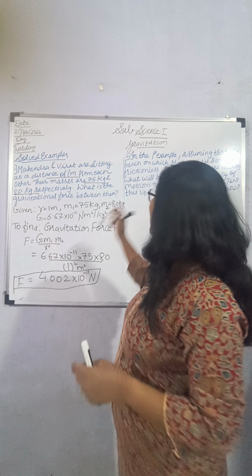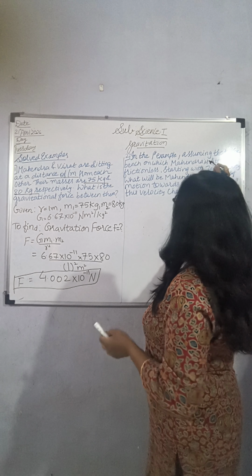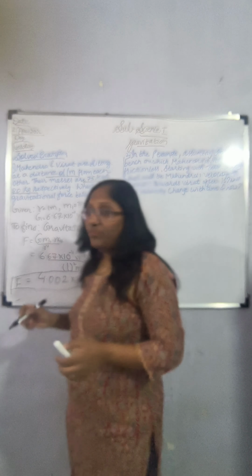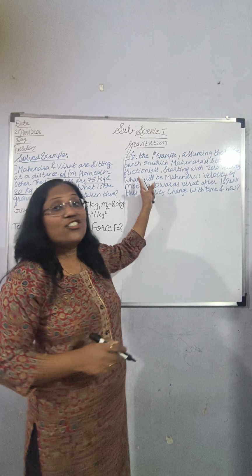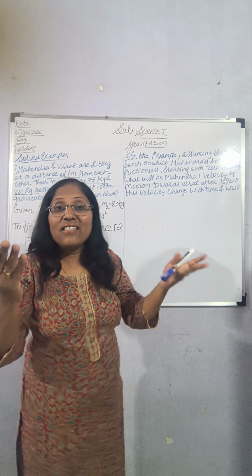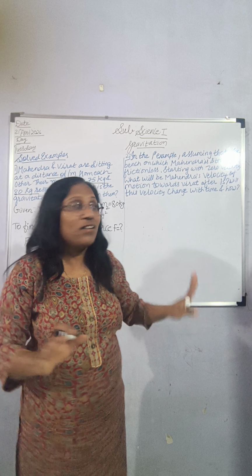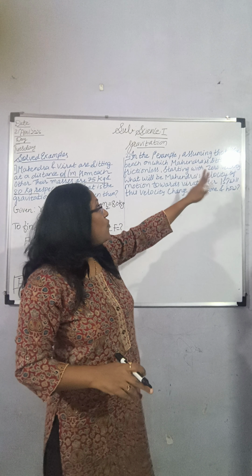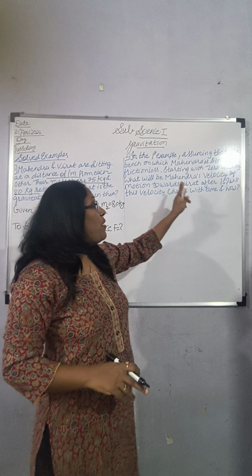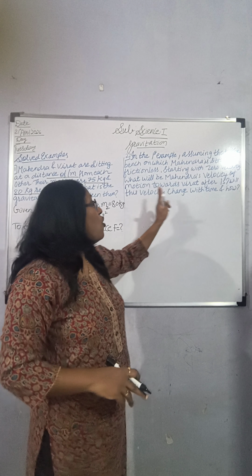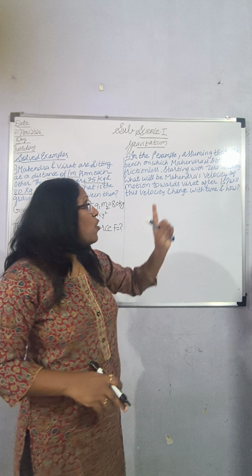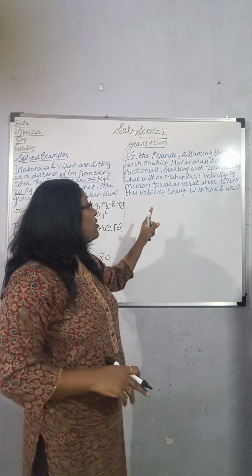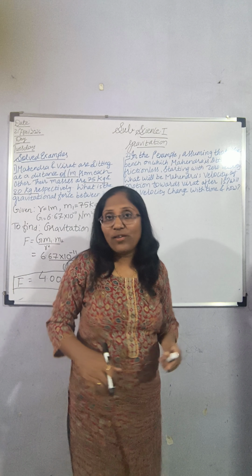So what is the example? In the first example, assuming that the bench on which Mahendra is sitting is frictionless, that means it is not having any friction. Starting with 0 velocity, what will be Mahendra's velocity of motion towards Virat after 1 second? Time is given as 1 second. Will this velocity change with time and how?